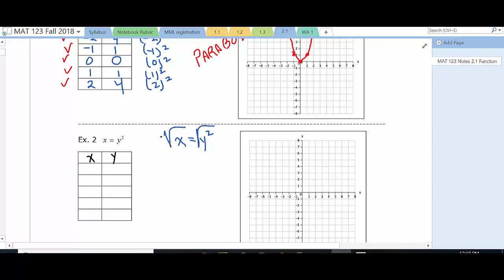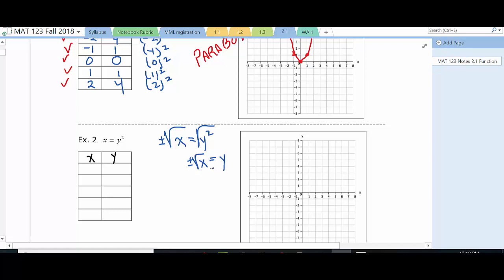And when you do that, you have to put a plus or minus. Anytime you take a square root of both sides, you get two answers. So that would be y equals plus or minus the square root of x. Then we're going to choose some values for x, and we'll end up with something that looks a little bit different.